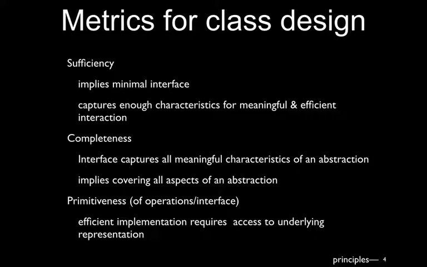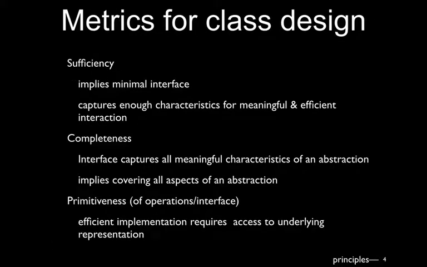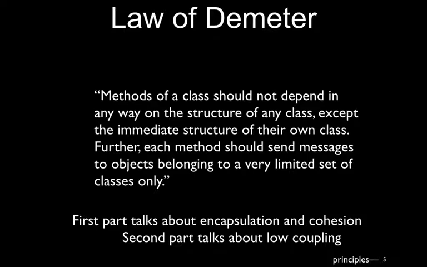So when it comes to design metrics, think about coupling, think about cohesion, think about sufficiency, think about completeness, and think about primitiveness of the code. These things can help us a great deal when it comes to developing software and better quality design of software. So we talked about some of these metrics. I want to talk about one other principle or law that we should keep in mind, and that's called the law of Demeter.